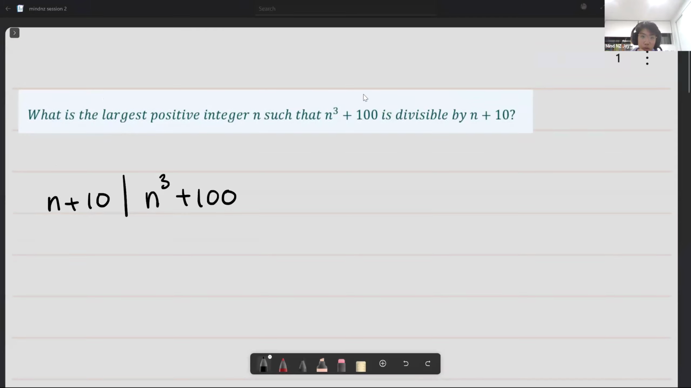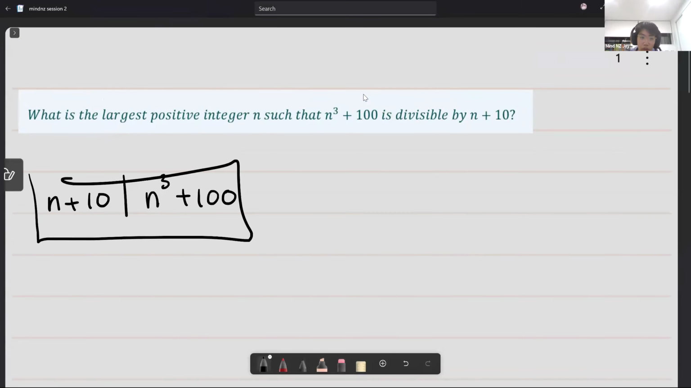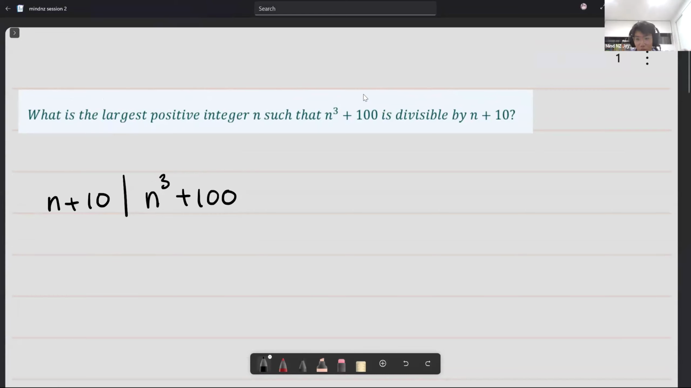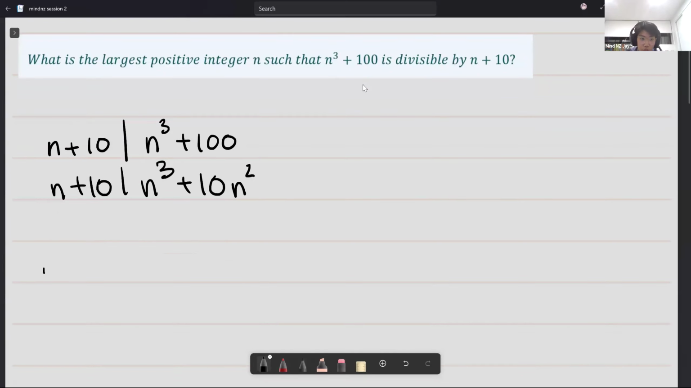So here's what the problem says. We have to find an n where n plus 10 divides n cubed plus 100. And so if you remember what was said from before, we have n plus 10 divides n cubed plus 10n squared because we just multiply it by n squared. And then if we take the difference of these two, we get that n plus 10 divides 10n squared minus 100.